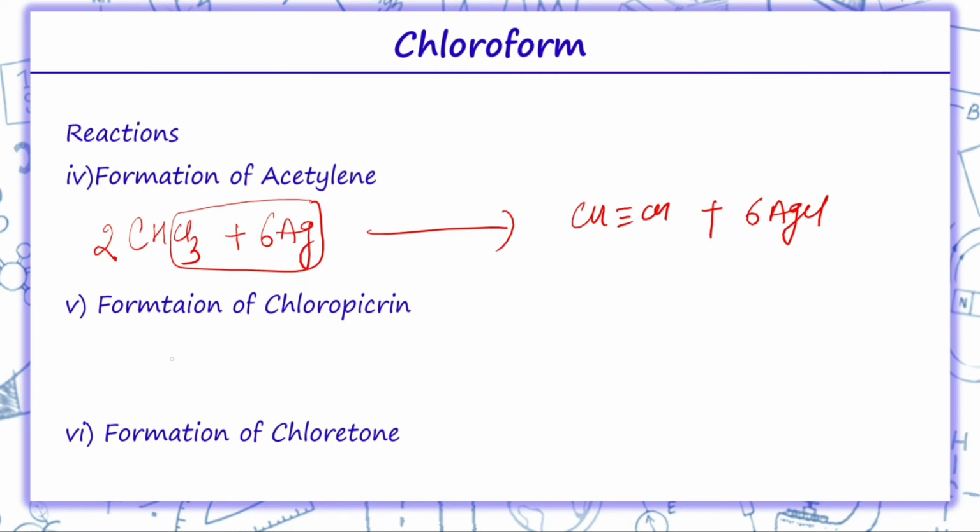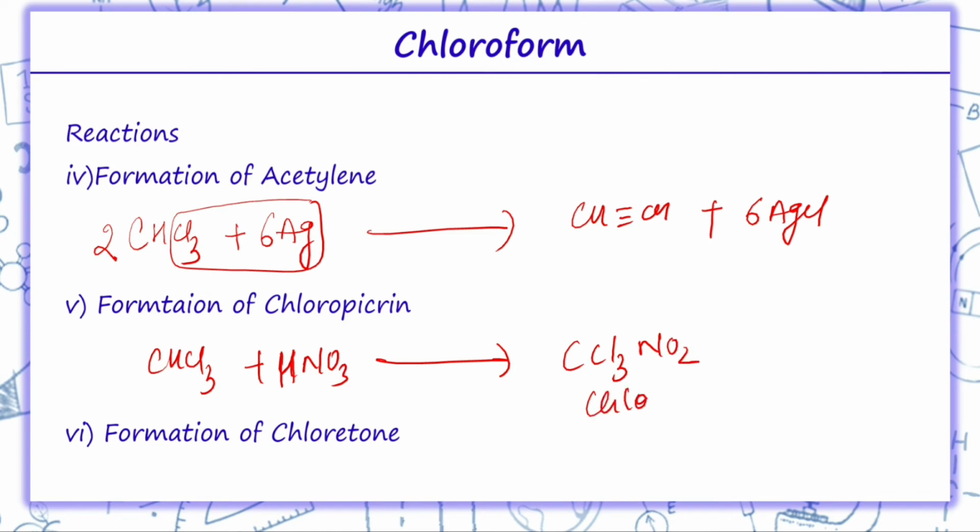Formation of chloropicrine. Chloropicrine is an insecticide. So when chloroform reacts with HNO3, here again the H will be replaced by NO2 group. So we will get CCl3NO2. This is known as chloropicrine, and this chloropicrine is an insecticide. Next is formation of chloritone.